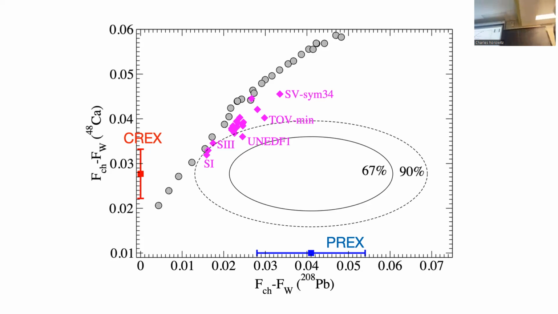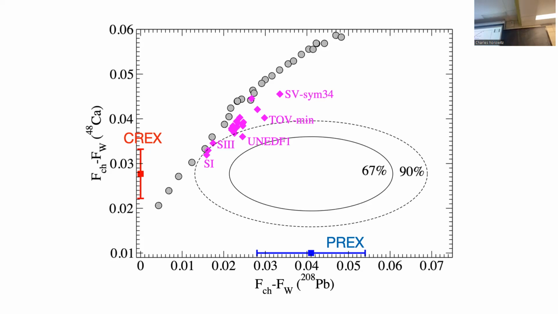And hard versus soft equations of state, where do they fall? So hard is up here, soft is down there. The higher the pressure, the bigger F charge minus F weak or Rn minus Rp.